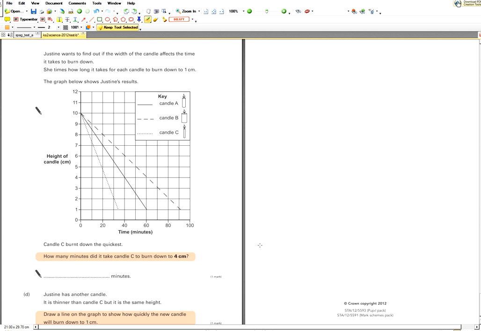So candle C burnt down the quickest. How do we know that? Because if you look over here, it took the least amount of time. This is the time taken.